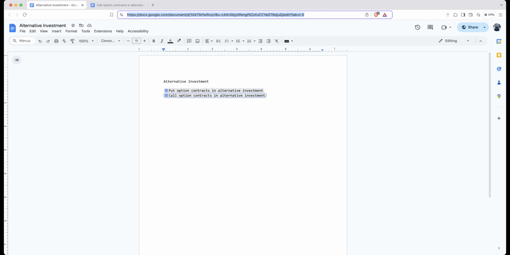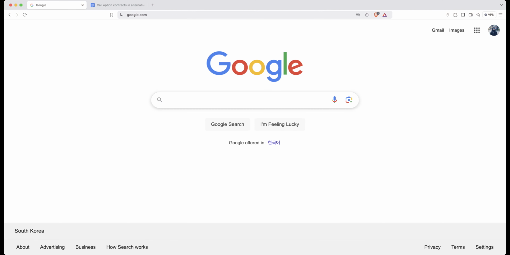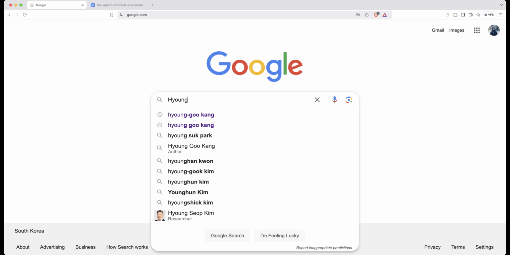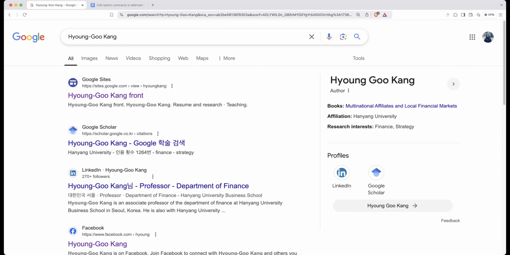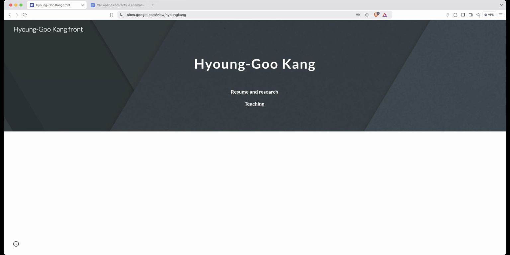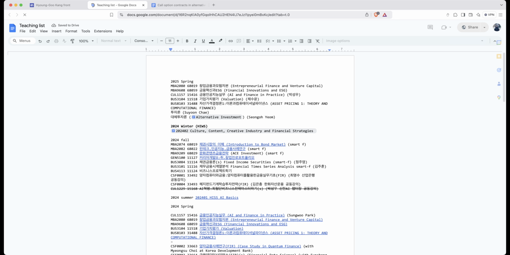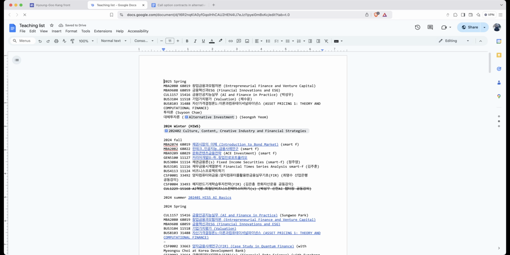First you go to Google and then type my name, Hyoung-Goo, and then click the first one, Hyoung-Goo front, and click teaching. Then there is a teaching site. Then there is alternative investment. Here 2025 spring alternative investment, and click.